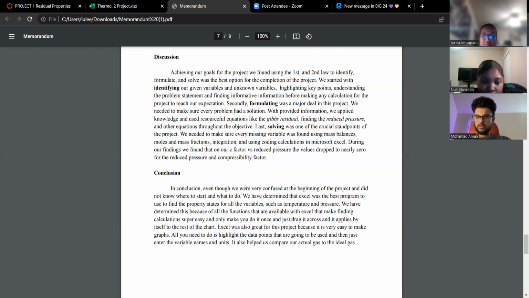All you need to do is highlight the data points that are going to be used and then just enter the variable names and units. It also helped us compare our actual gas to the ideal gas.